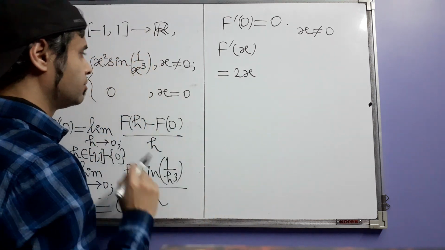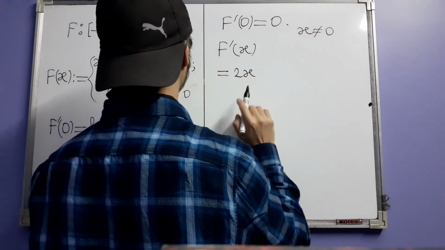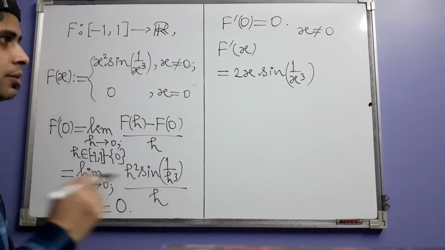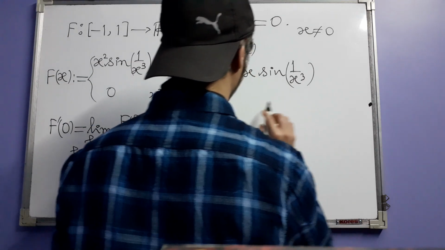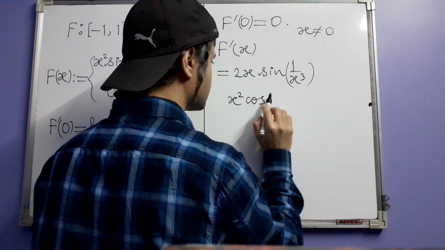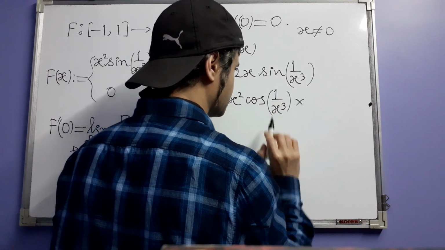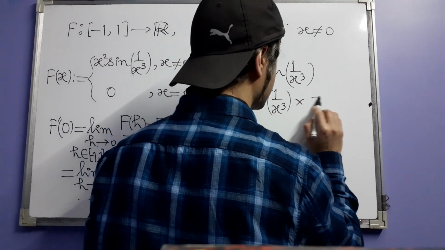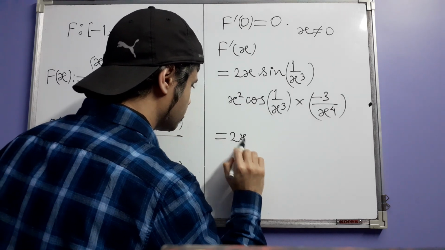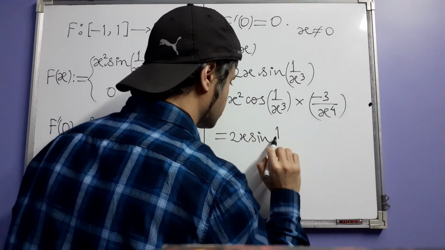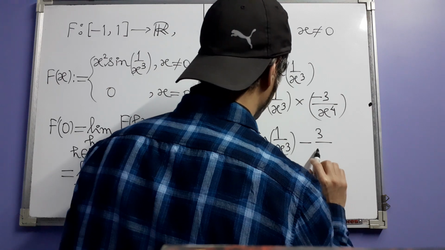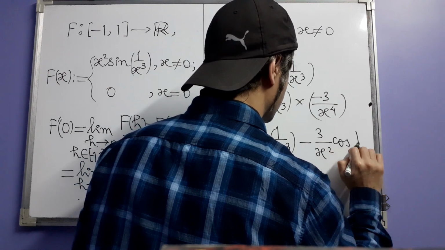We have to apply the product rule, so you differentiate x square first, keeping the sine term as it is, and then use the chain rule to differentiate the sine term, keeping the x square term intact. So the chain rule will give us what? x square, differentiating sine will give us cos times differentiating 1 over x cube, which gives us minus 3 divided by x to the power 4. So the second term is minus 3 over x square cos 1 over x cube.